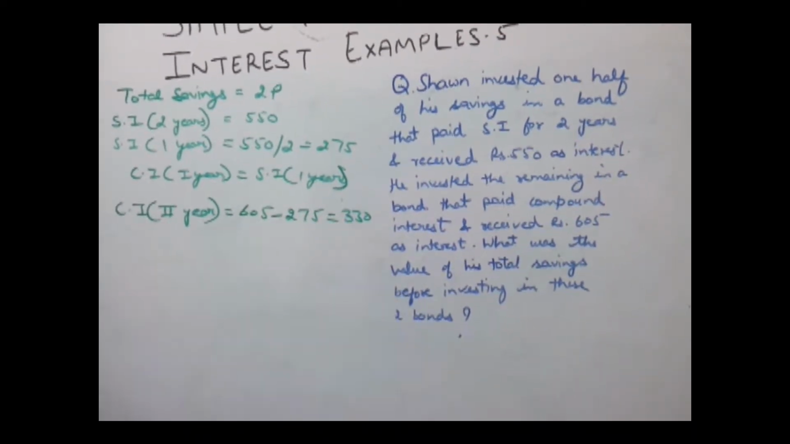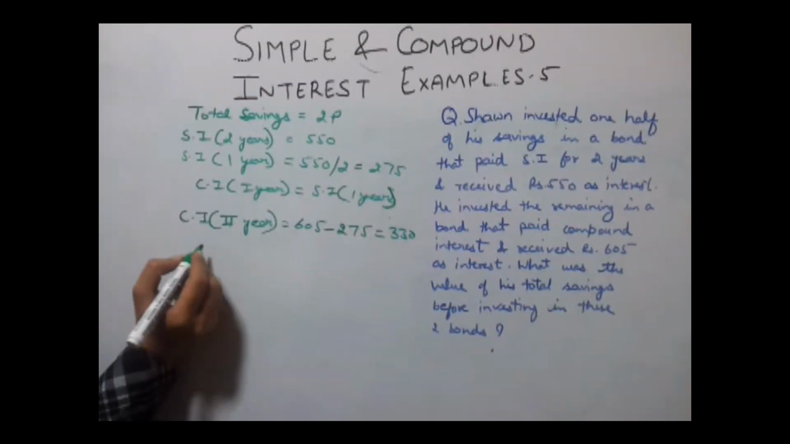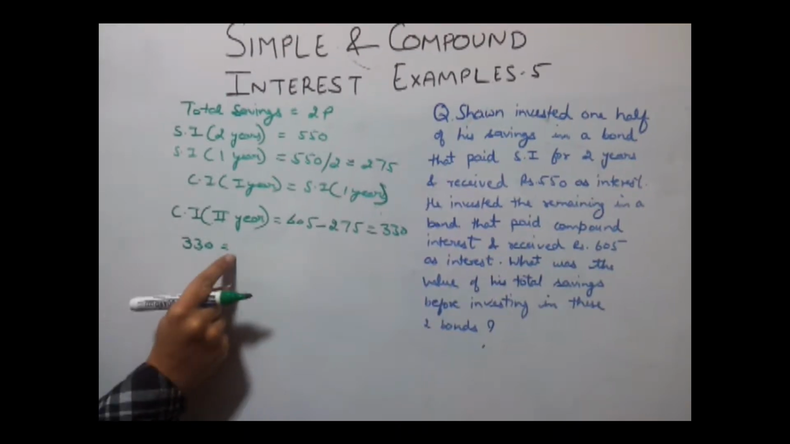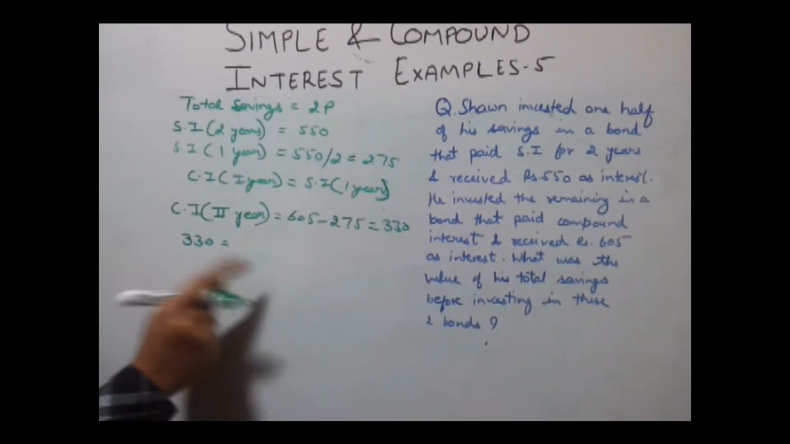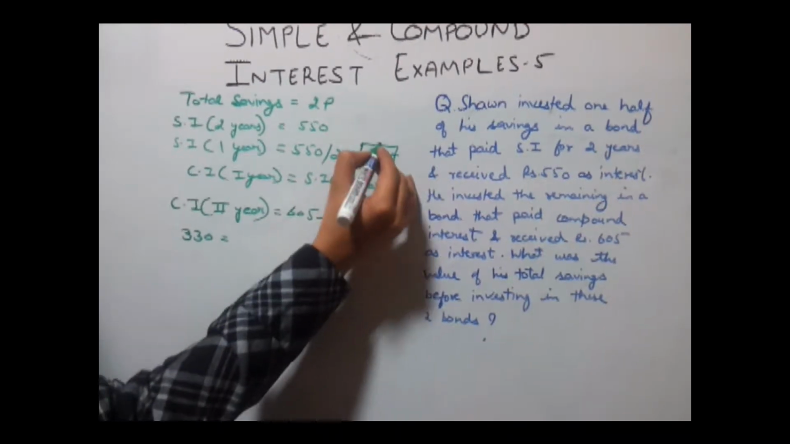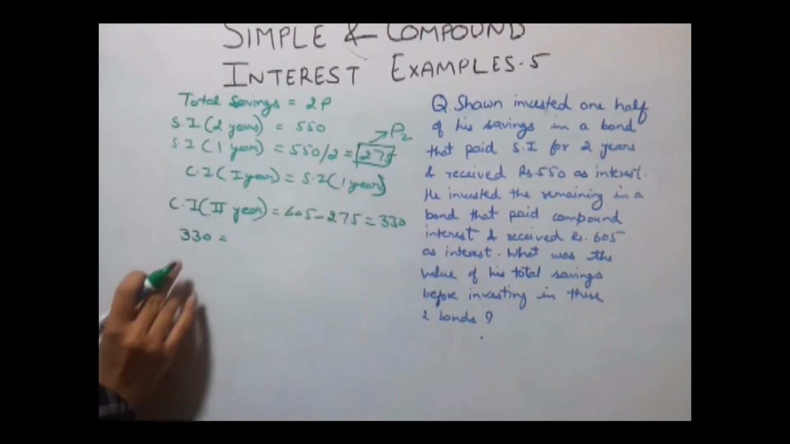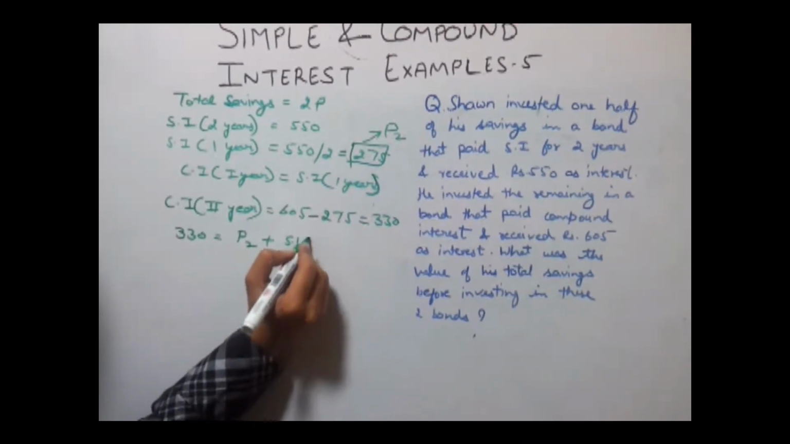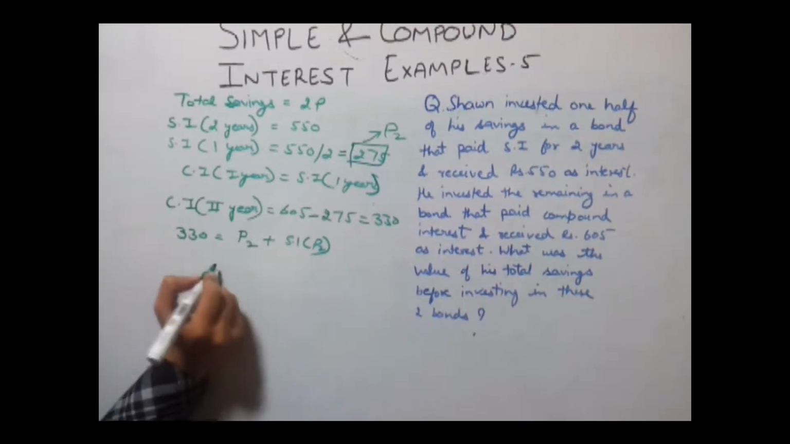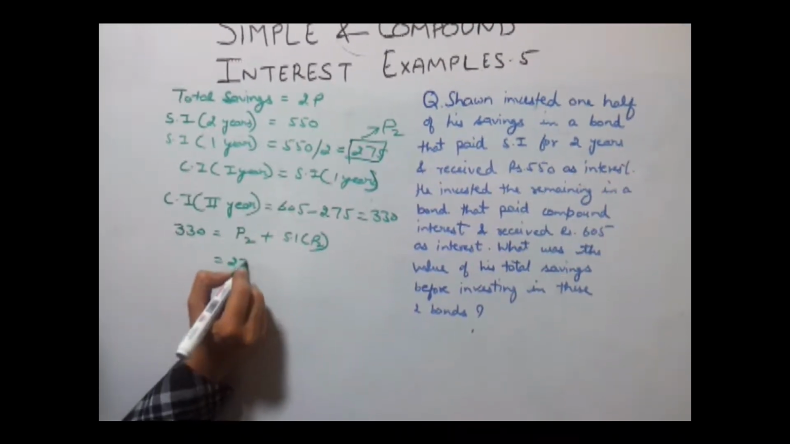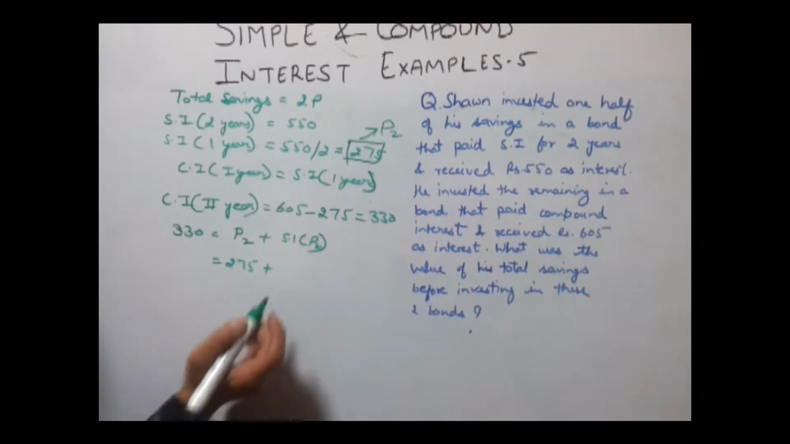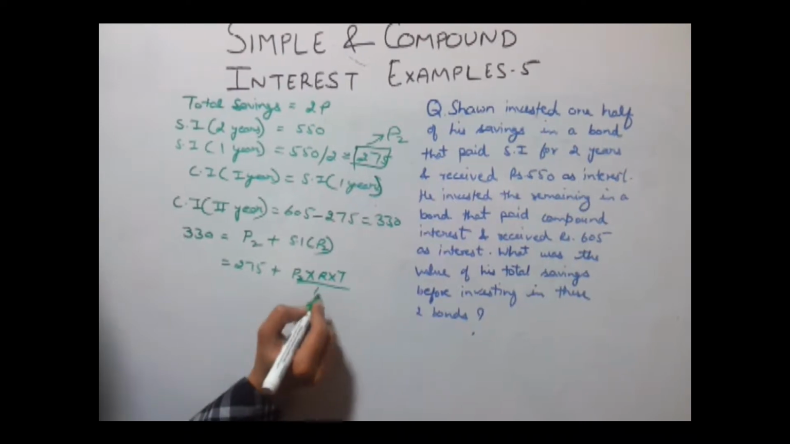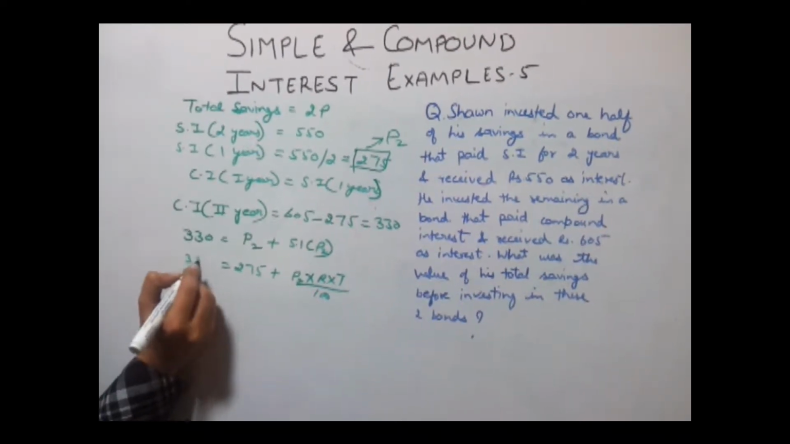which gives us 330. Now this 330 is calculated as interest of the first year plus the interest on the interest of the first year. Let's suppose we assume this as P2, then this 330 is equal to P2 plus simple interest on this P2. Now our P2 is 275 plus simple interest on P2 would be P2 into R into T upon 100. The basic formula is 330.